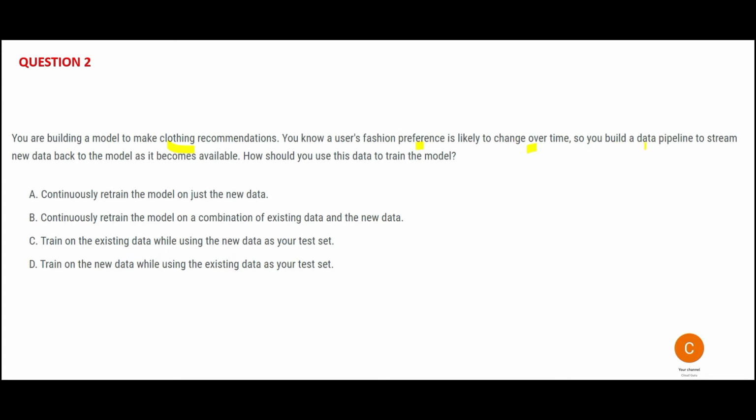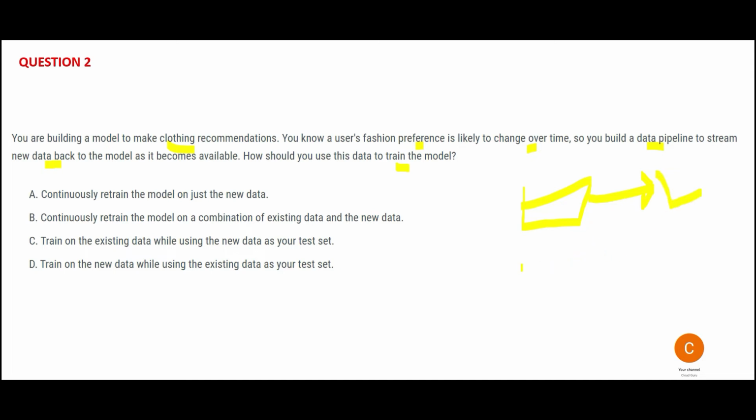So you are building a data pipeline to stream new data back into the model, and you want to use this data to train the model. That means you had a model. This was your model with the old data, and you knew that this lady loves lehengas.